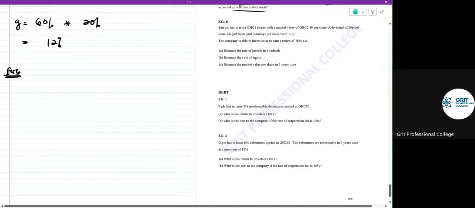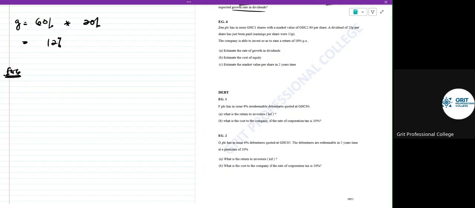Zen PLC, Zen Ghana, or Zen Petroleum, right? So Zen PLC has in issue 1 cedi shares with a market value of 2.8 cedis per share. A dividend of 20 pesos per share has just been paid. Okay, so the dividend is 20 pesos per share. And then they also gave you what we call the earnings per share of 32 pesos. So you know we have EPS, earnings per share. Then we have DPS, dividend per share. So out of your earnings, you pay dividend.